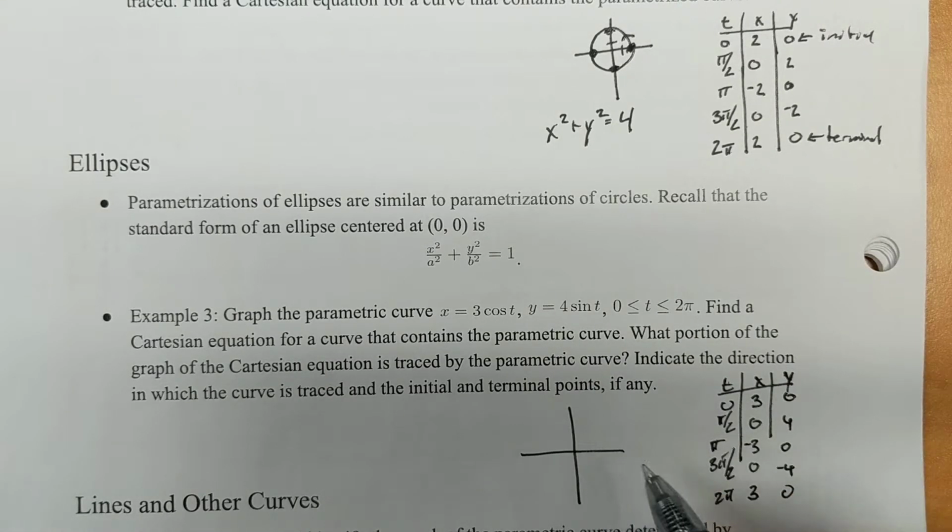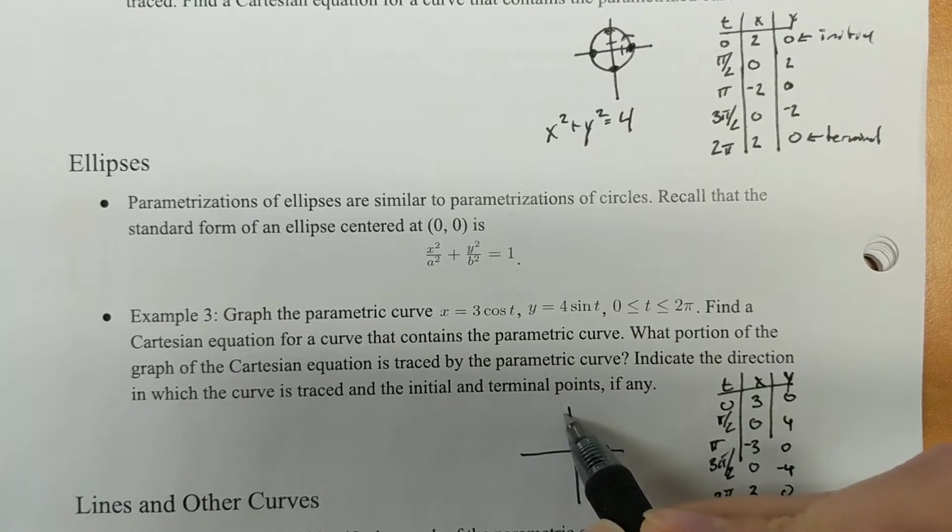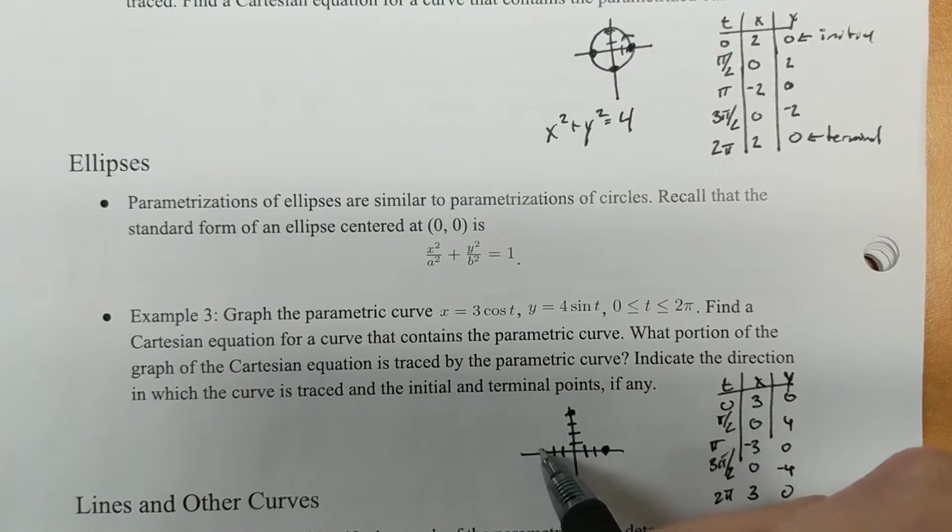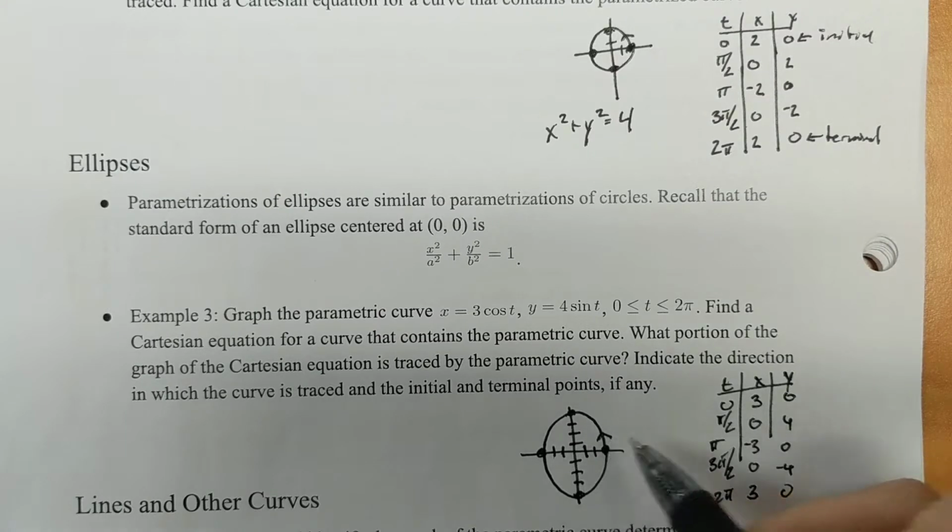So if you notice, my numbers aren't quite the same. So 3, 0 is right there. Then 1, 2, 3, 4, 1, 2, 3, 1, 2, 3, 4, and then go around that way. So there's the direction.